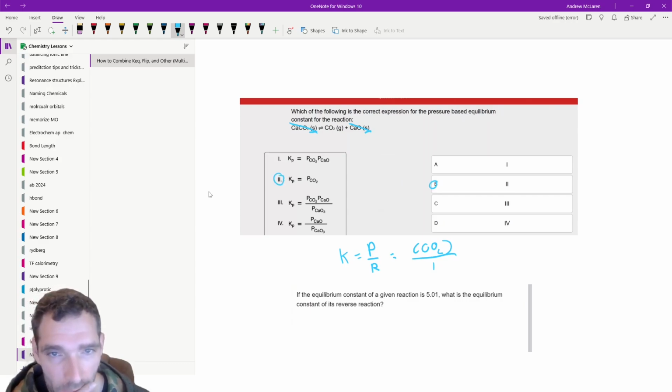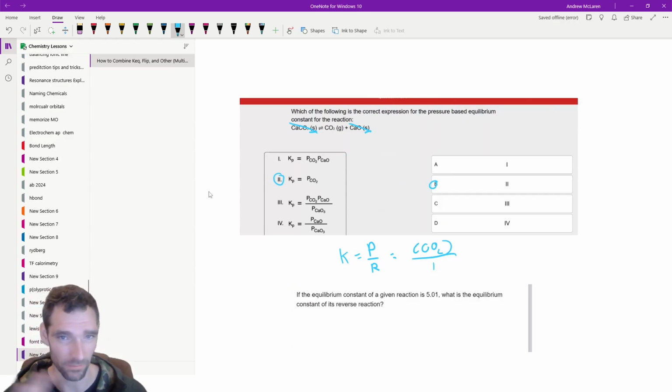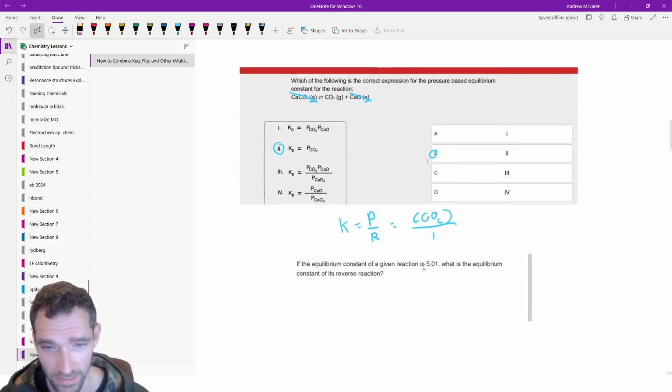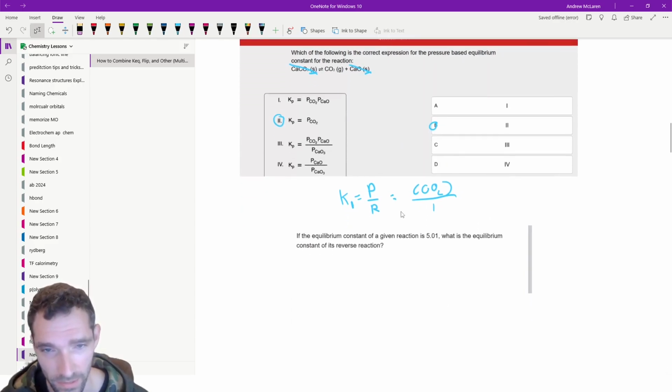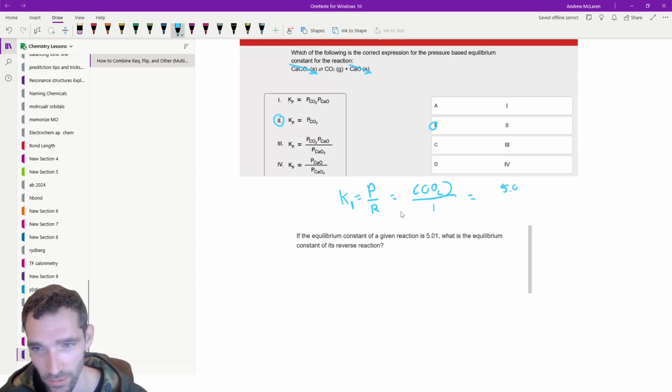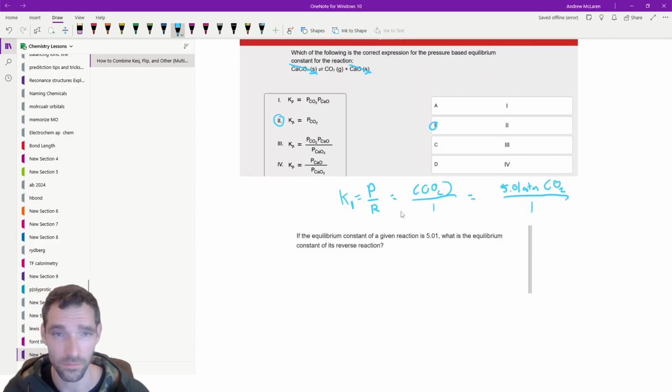You could have 1 molecule of the calcium carbonate or 1,000,000 molecules of the calcium carbonate. Does not matter. It's not really competing over space. We're really saying CO2 gets this amount of pressure. And in this problem, because we just have one thing here, I'm going to call this K1. If the expression is 5.01, that is the pressure. It's 5.01 atmospheres of CO2, and that is going to be for this forward reaction here.